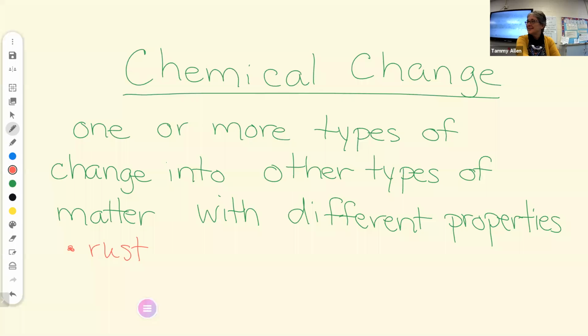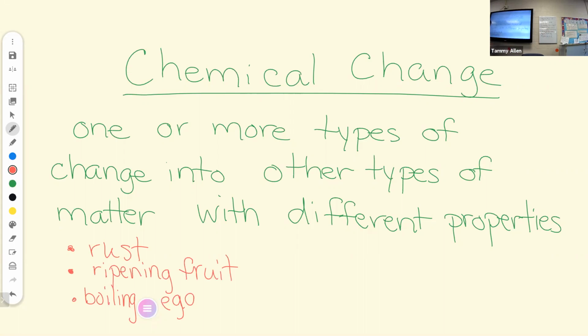That is a chemical change there. So let's write down a couple more examples here. Ripening fruit would be an example. Boiling an egg.